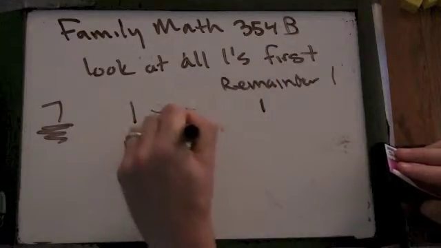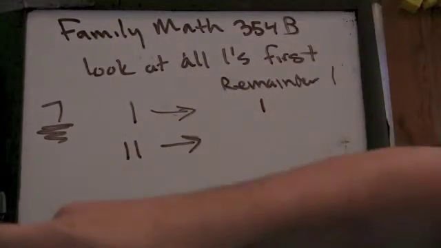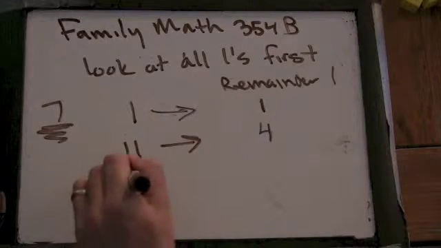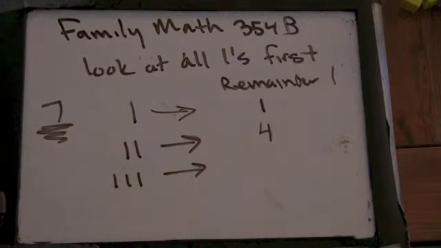What about 11? When I divide 11 by 7, what is the remainder? Wouldn't it be 4? Why is that? Because the nearest multiple is 7, and 7 plus 4 is 11. Great. How about 111? What's the remainder when I divide 111 by 7? Let's see. 91 is divisible by 7, then 98, and then 105 is divisible by 7. So the remainder is 6.